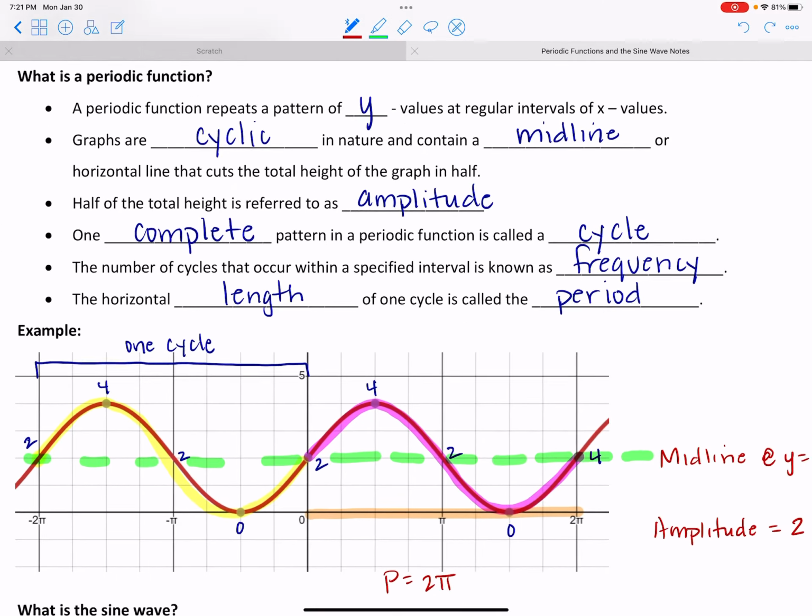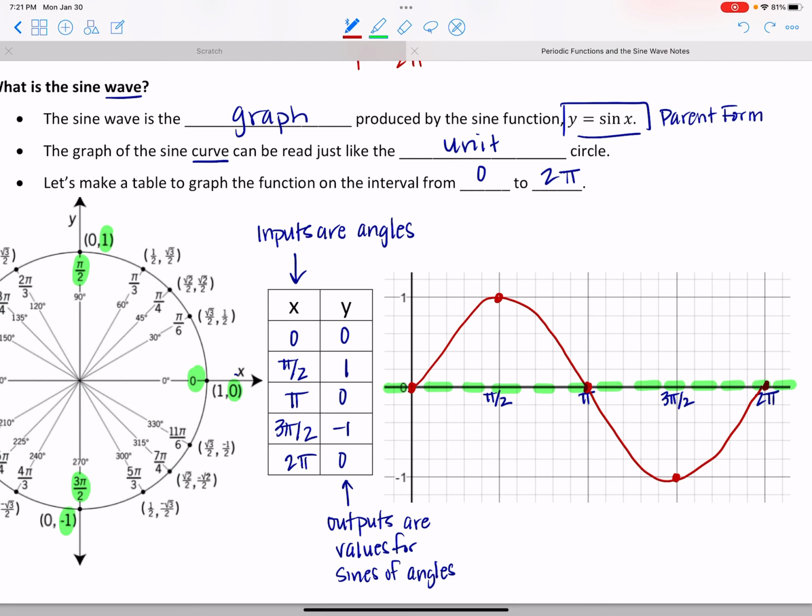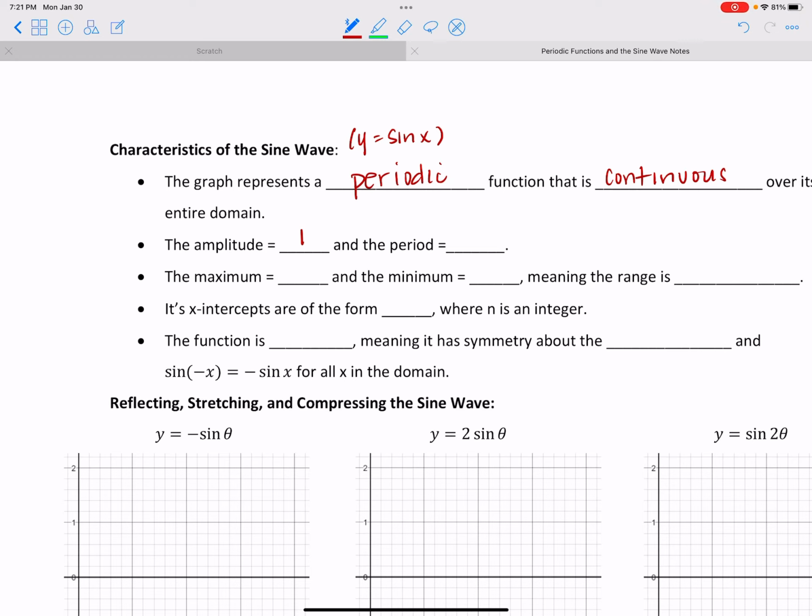And the period, again, sorry, back to our terminology, was the horizontal length for that one cycle. Well, it took one lap around the unit circle for all those y values to start repeating again. So we're going to say the period is 2 pi. Again, that's the standard.